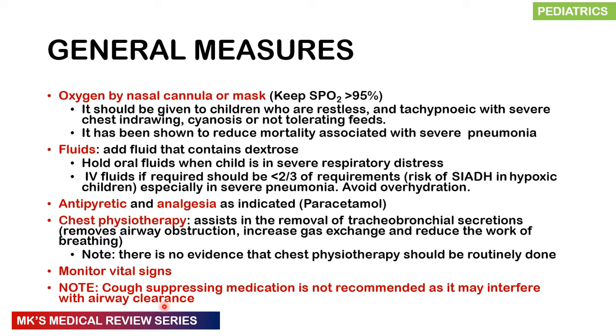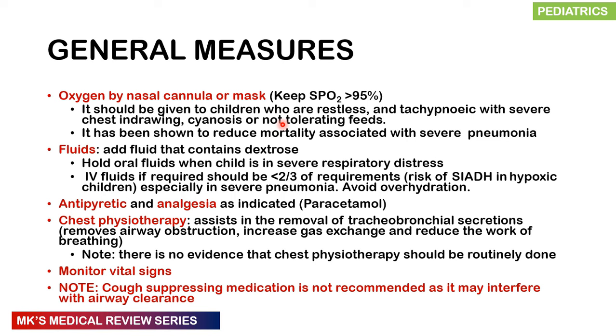What are some of the general measures that we want to do for children that we admit? We keep their saturations above 95 at least. So we can give them oxygen via a face mask or via a nasal cannula. You can escalate in a way. I will leave a video tagged at the end on oxygen therapy. It should be given to all children that are restless, those that are tachypneic, those that have severe chest indrawings, and those that have cyanosis or are not tolerating feeds. And giving oxygen has actually been shown to improve the mortality rates of those that have severe pneumonia.